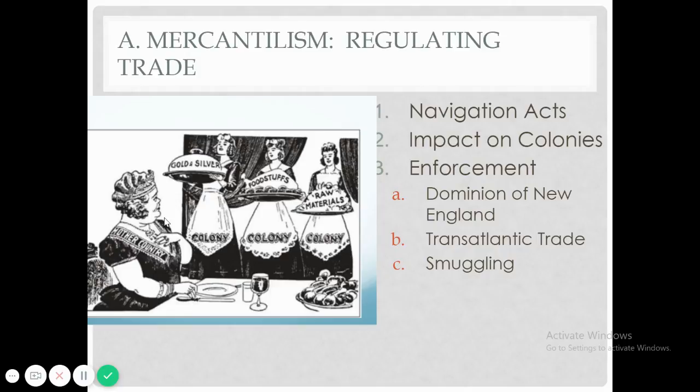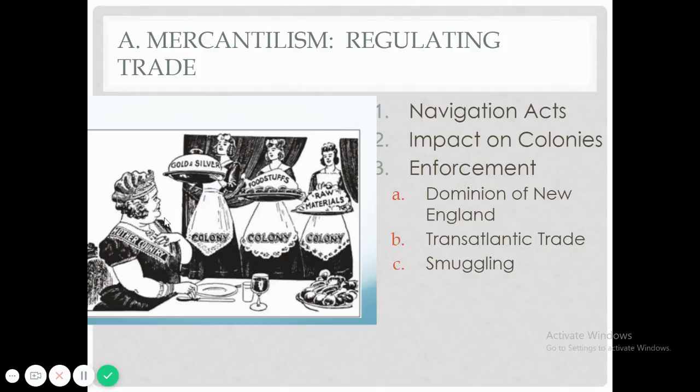Now, historians look back and say these laws were probably unnecessary because England would have naturally been the primary trading partner of their colonies. But what ends up happening is these laws begin ill will between England and the colonists over time, as you'll see. And, well, that's no good.